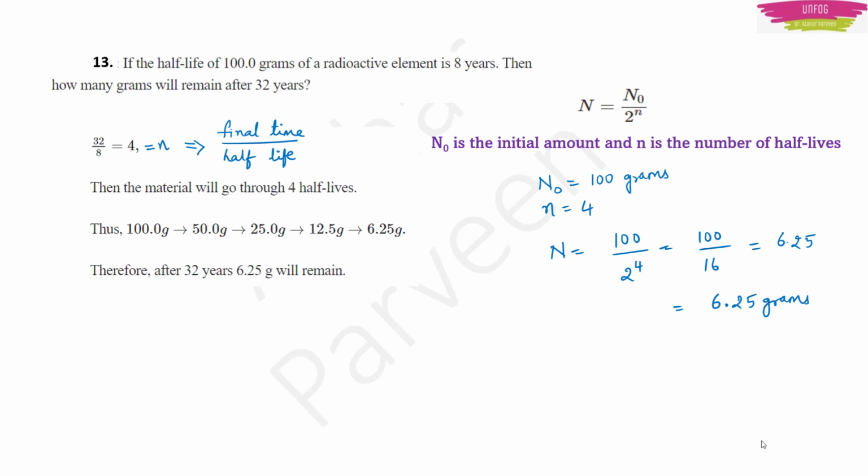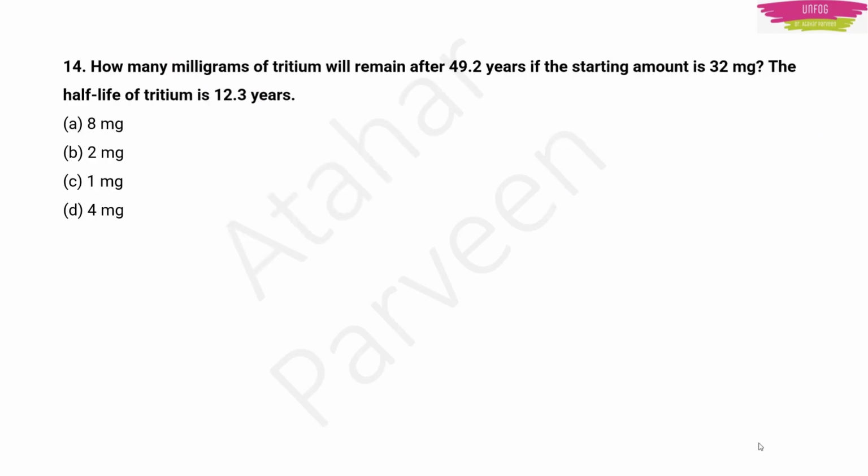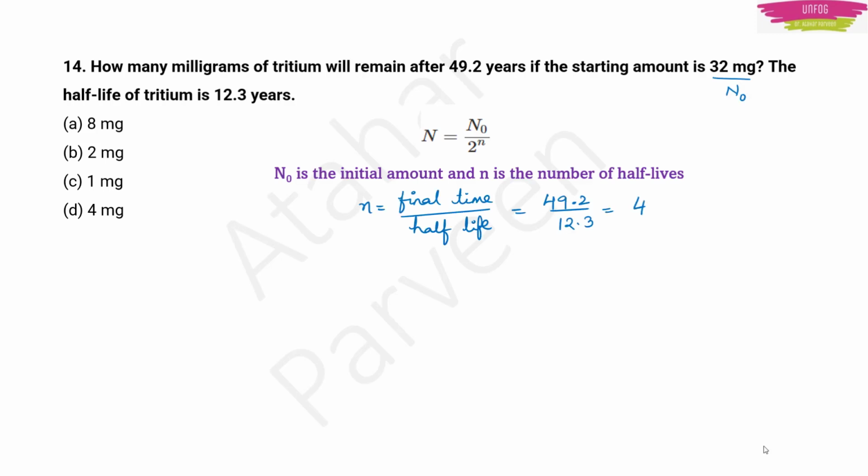Okay, I'll show you another example. You will understand. How many milligrams of tritium will remain after 49.2 years if the starting amount is 32 mg? The half-life of tritium is 12.3 years. So first you have to find small n, right? Calculate small n because final time by half-life, you know that it will be 49.2 by 12.3. You will get small n as 4. N naught they have given in the question. Now just substitute. So N will be equal to 32 by 2 to the power 4. 2 to the power 4 will become 16, right? 16 ones are 16, 16 twos are 32. That's why 2 mg will be the right answer.